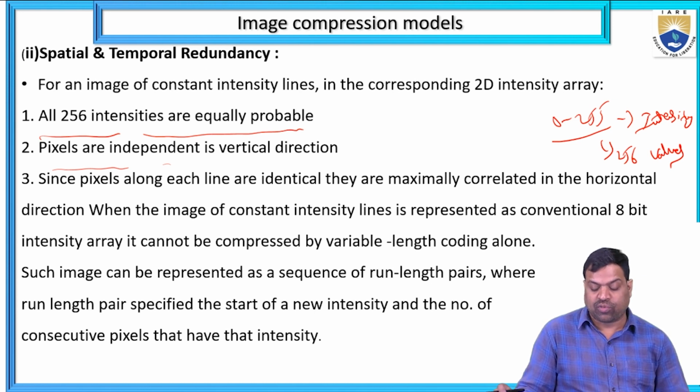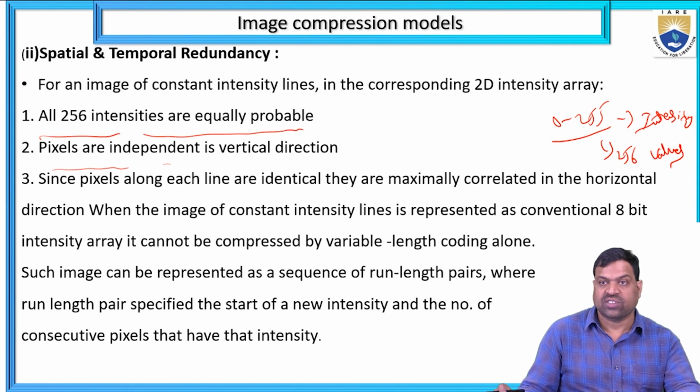When the image of constant intensity lines is represented as a conventional 8-bit intensity array, it cannot be compressed by variable length coding alone. Such an image can be represented as a sequence of run length pairs, where a run length pair specifies the start of the new intensity and the number of consecutive pixels that have that intensity.